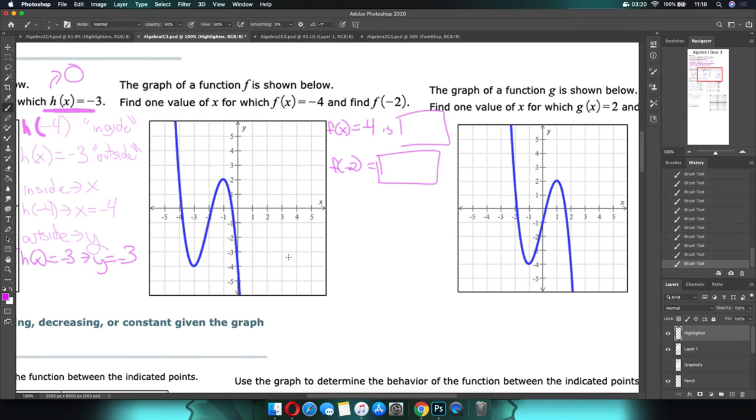Okay, so now that we're all set, f of negative 2 is basically saying that my x is negative 2. So where's my x is negative 2? That's this line right here. Where is it on the actual function? Right there. And what's my y? Negative 2. So negative 2 is going to go here. Outside, my f of x equals negative 4. That's my outside, so I'm saying my y is negative 4. That is this line right here.